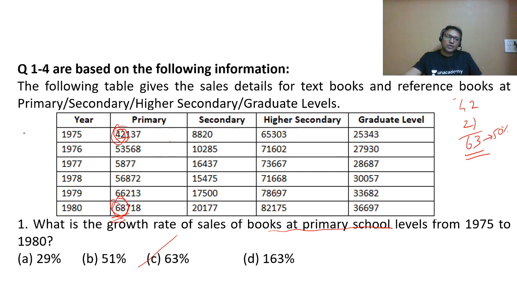If I take 42 as 1975, from the options, if I look at 50% growth rate, 50% is half, 21. The value will become 63. But I have 68 as a value, so automatically the growth has to be more than 50%. If it is more than 50%, the only option left is 63%.